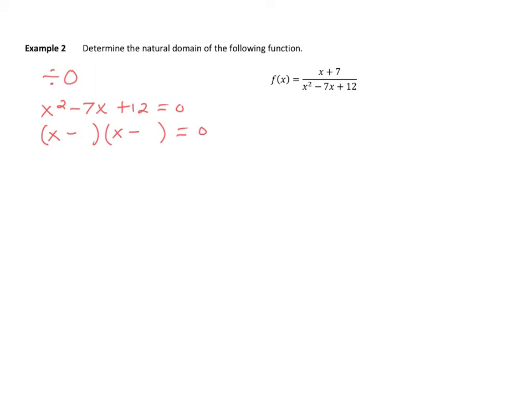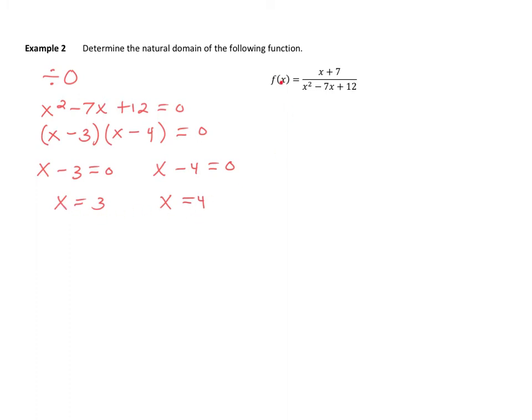So two numbers that multiply to 12 yet add to negative 7 are going to be 3 and 4. So this is how you can factor this expression. But once I know this, I will set each factor equal to 0 and solve for x. Well, in the first one, that's going to be x is equal to 3. And the second, we get that x is equal to 4.